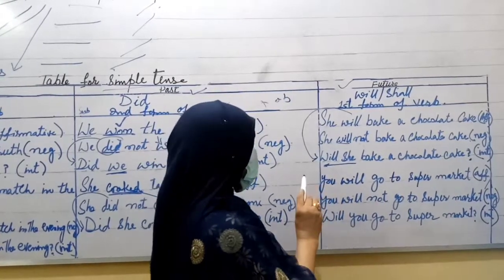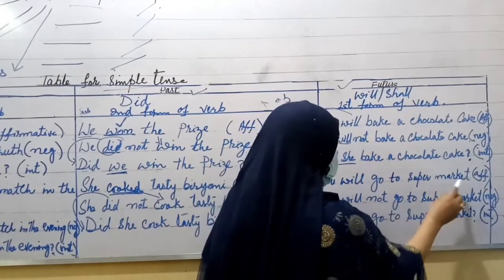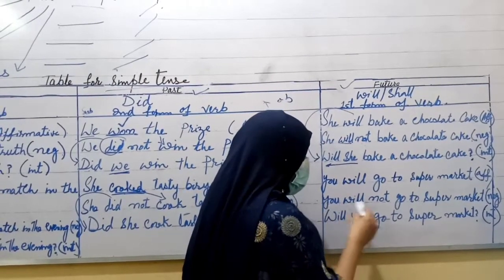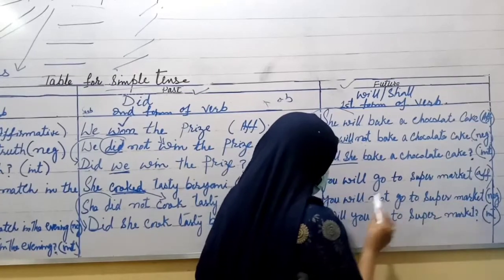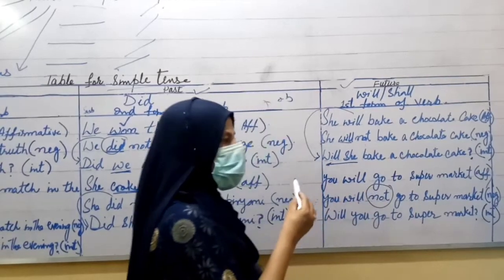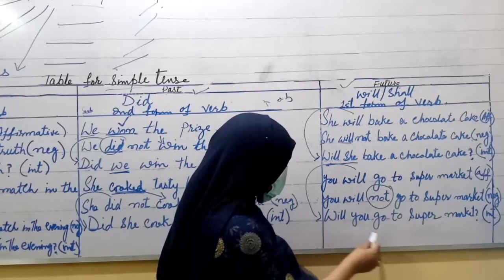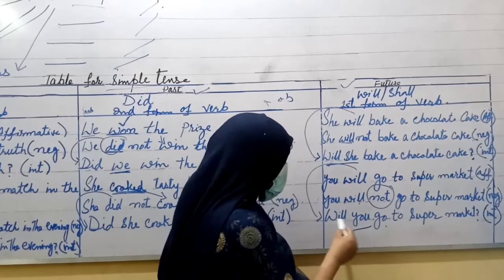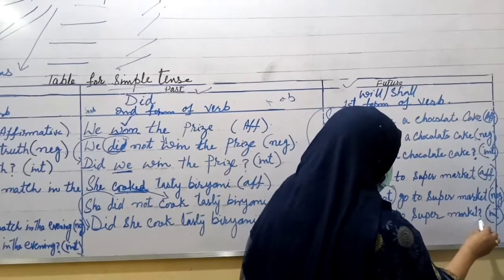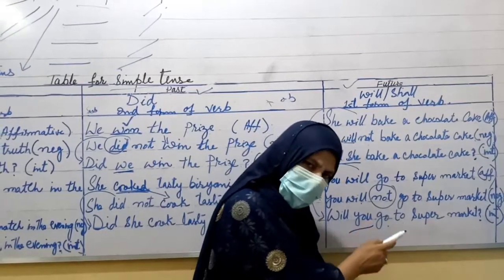Look at the next example. You will go to supermarket. If you are going to change it into negative, you will write, you won't go to supermarket. Just after will, you will put not. And when you are going to make interrogative of the same sentence, will comes at the beginning of the sentence, that is before the subject. Will you go to supermarket? And sign of interrogation at the end of the sentence.